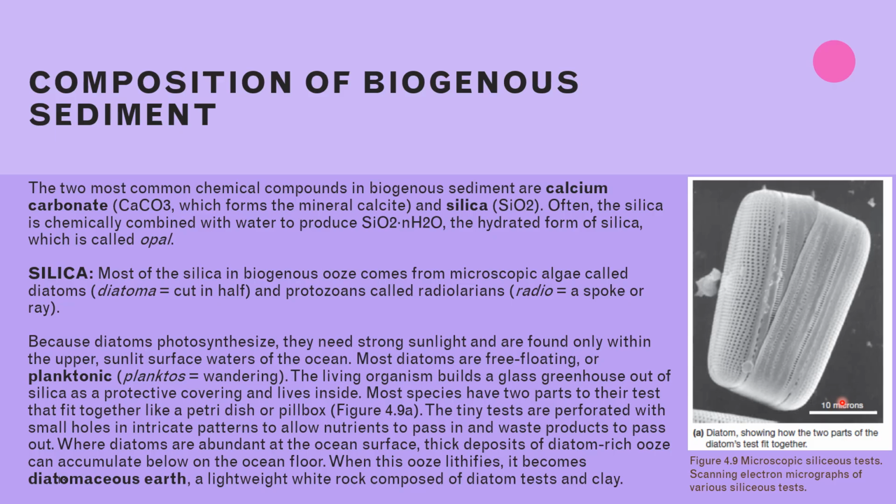The tiny tests are perforated with small holes, as you can see in these figures, in intricate patterns to allow nutrients to pass in and waste products to pass out. So when diatoms are abundant at the ocean surface, thick deposits of diatom-rich ooze can accumulate on the ocean floor. When this ooze lithifies, it becomes diatomaceous earth, a lightweight white rock composed of diatom tests and clay, which has economic importance as well.